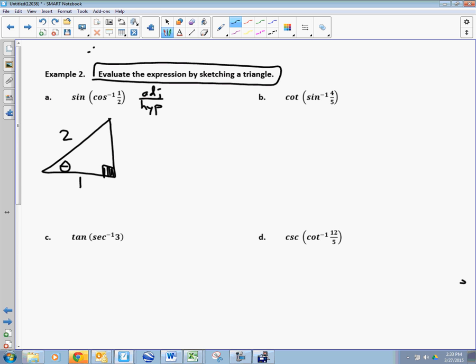Is that enough information to solve for the third side of the triangle? Yes, and I can just use the Pythagorean theorem. A squared plus b squared is equal to c squared. So b is equal to the root of 3.